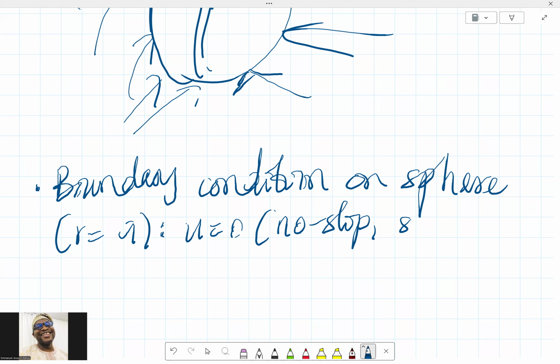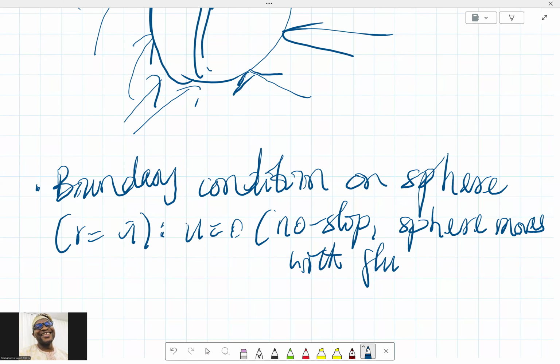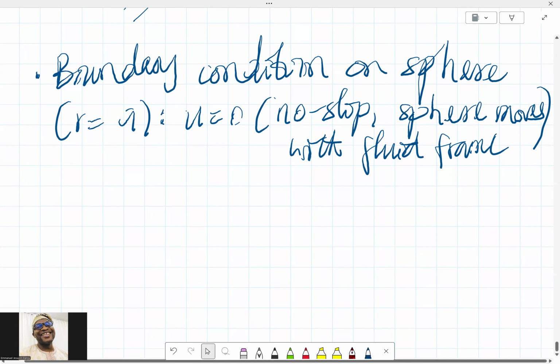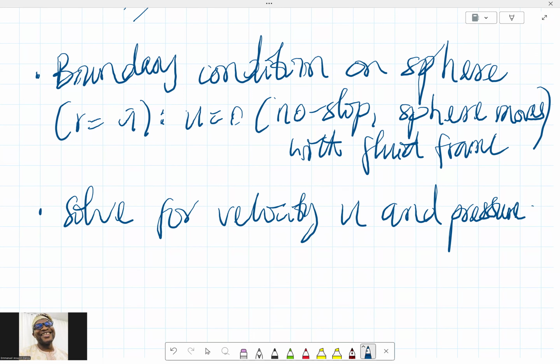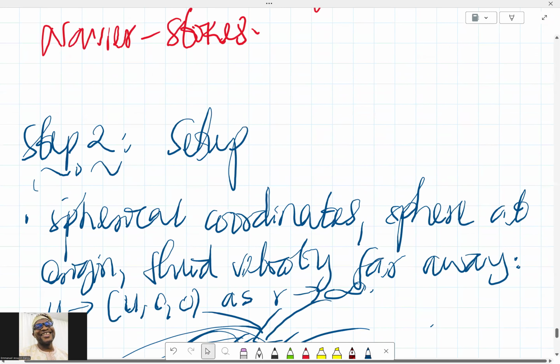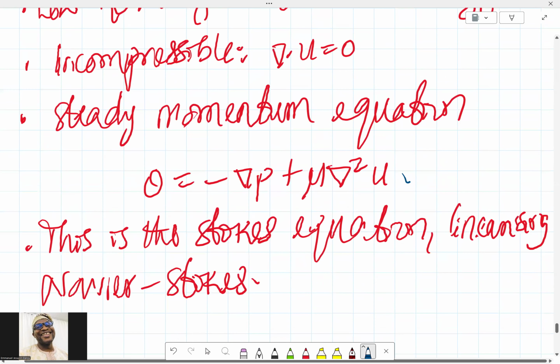So there's no slip, and the sphere moves with the fluid frame. Okay. So lastly, we can now solve for velocity u and pressure p. Basically, I think that's what is left here, so to speak.